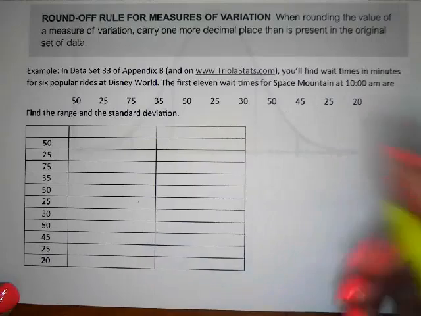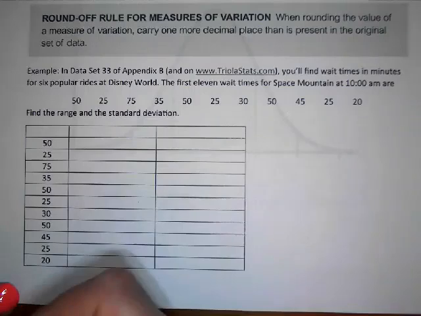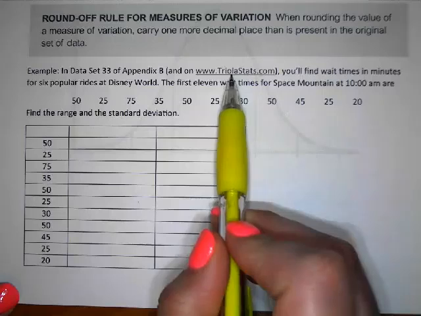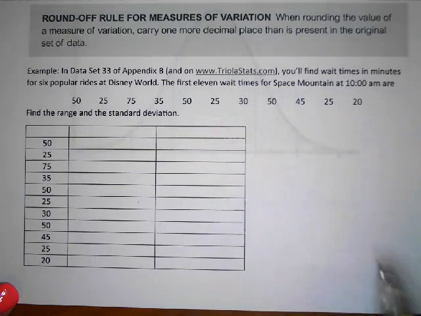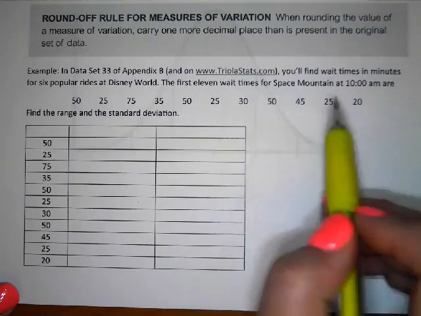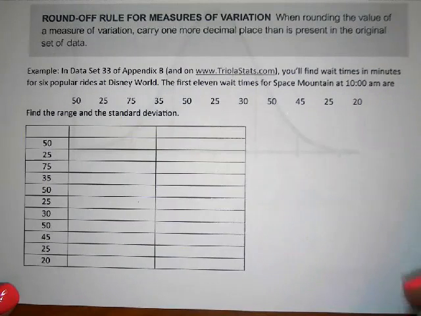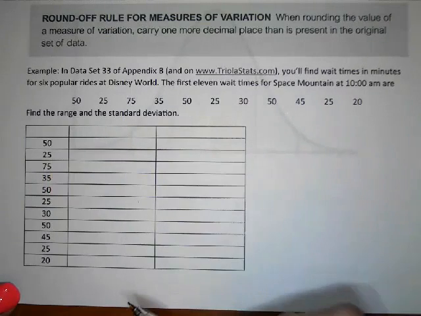We've dealt with this scenario before, data set 33 in Appendix B in your textbook. There's even more information if you look. The author of the textbook has a statistics site where they have big files of all this data that they've gotten. What we did is I took the first 11 wait times for Space Mountain at 10 a.m. and this is what they are. We've worked with them before. And we're going to find the range and then we're going to find the standard deviation.